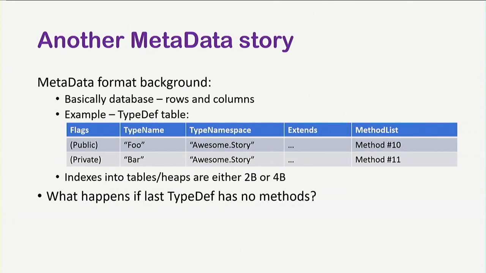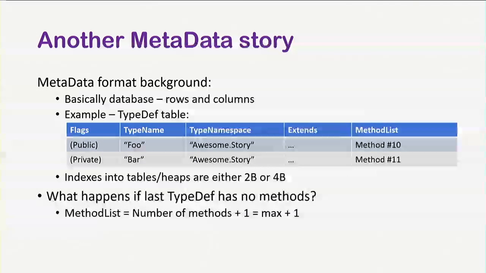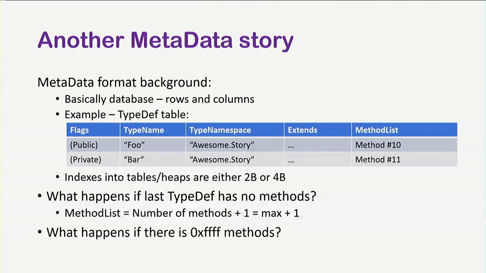So if it's the last type def, then the last type actually in the table has no methods. You cannot index just the last type, but you have to index the next one, kind of the missing one. So the +1. And what happens if you have exactly 64K minus 1 methods? If you paid attention, you realize that we have a problem over here.